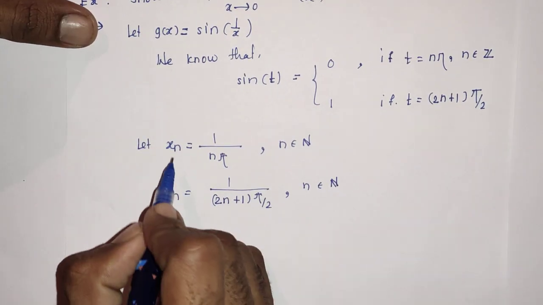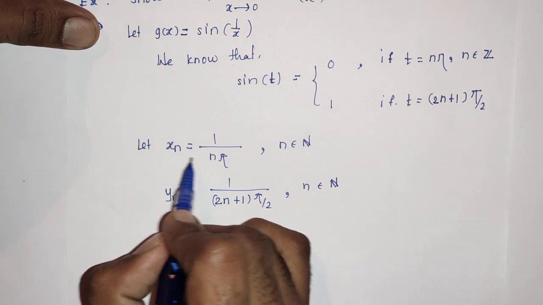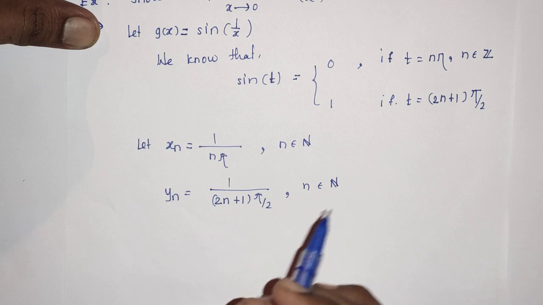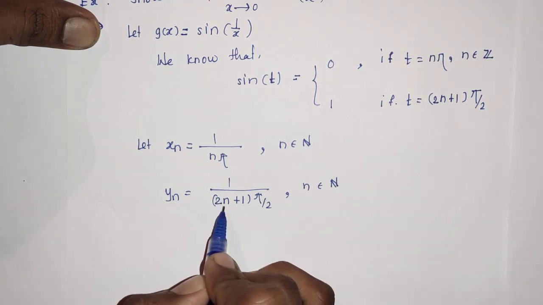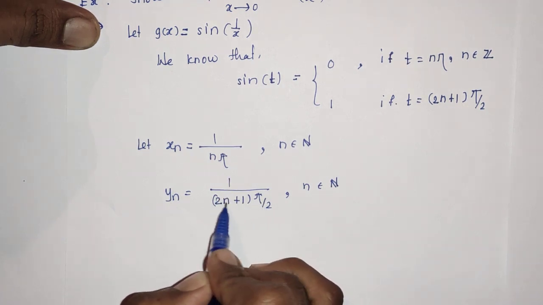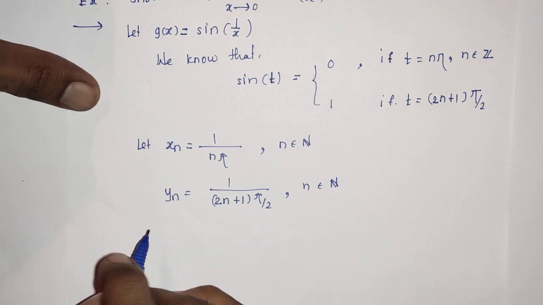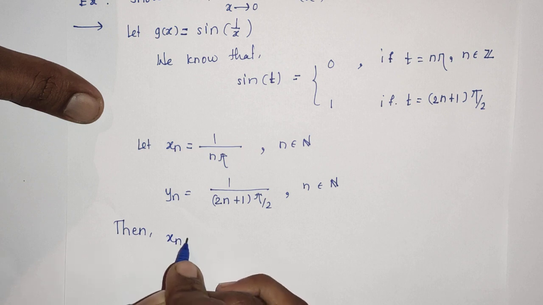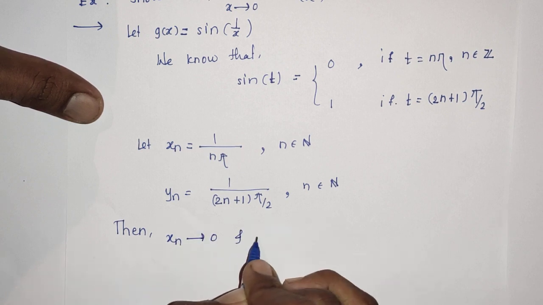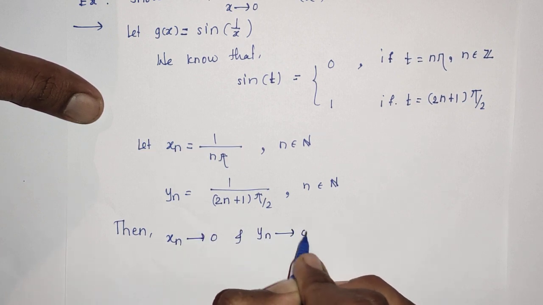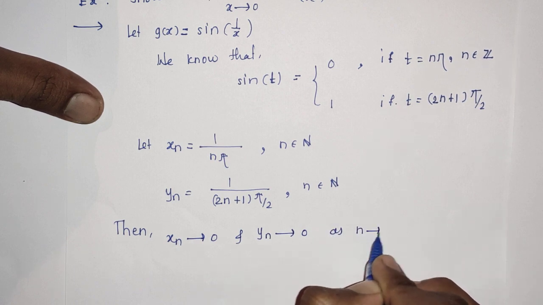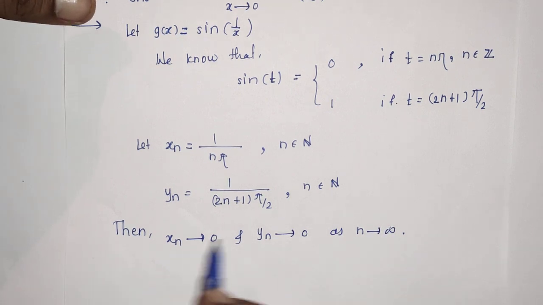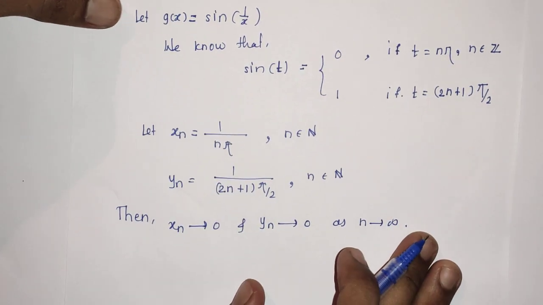Then clearly this xn, that is the limit as n tends to infinity of xn, is 1 upon infinity, which is 0. So xn converges to 0. Again, if we put n tends to infinity, 1 upon infinity into something is again 0. Then yn also converges to 0 as n tends to infinity. So xn and yn are two sequences which converge to 0.